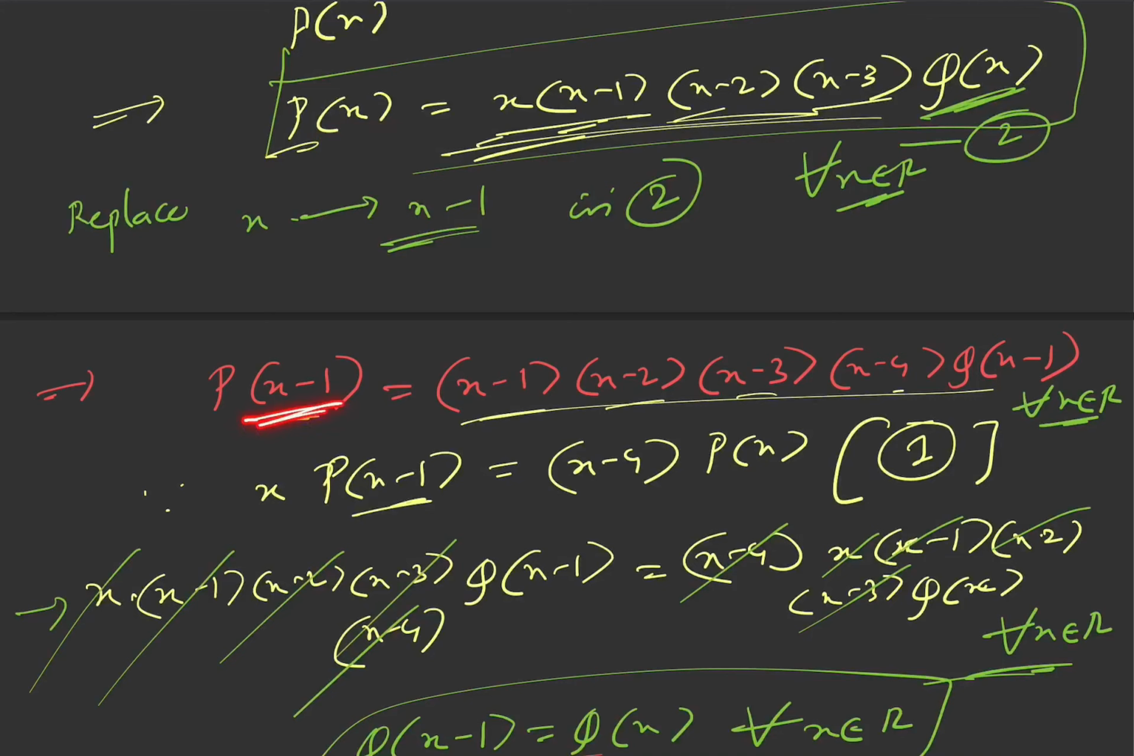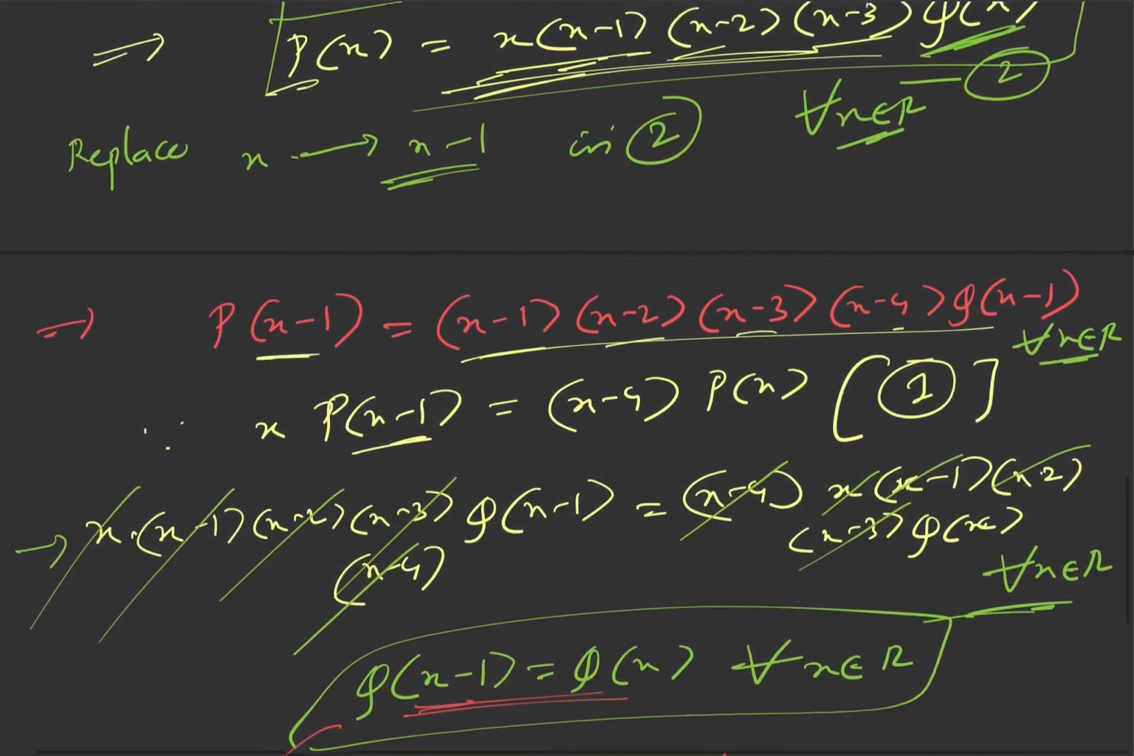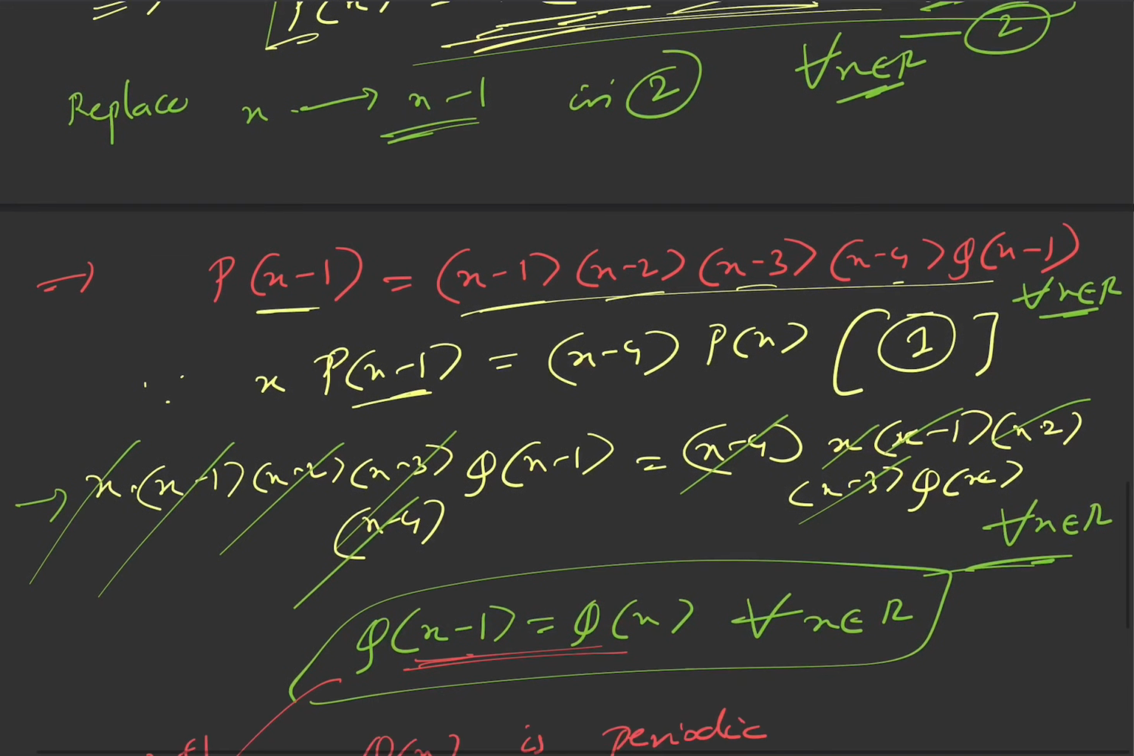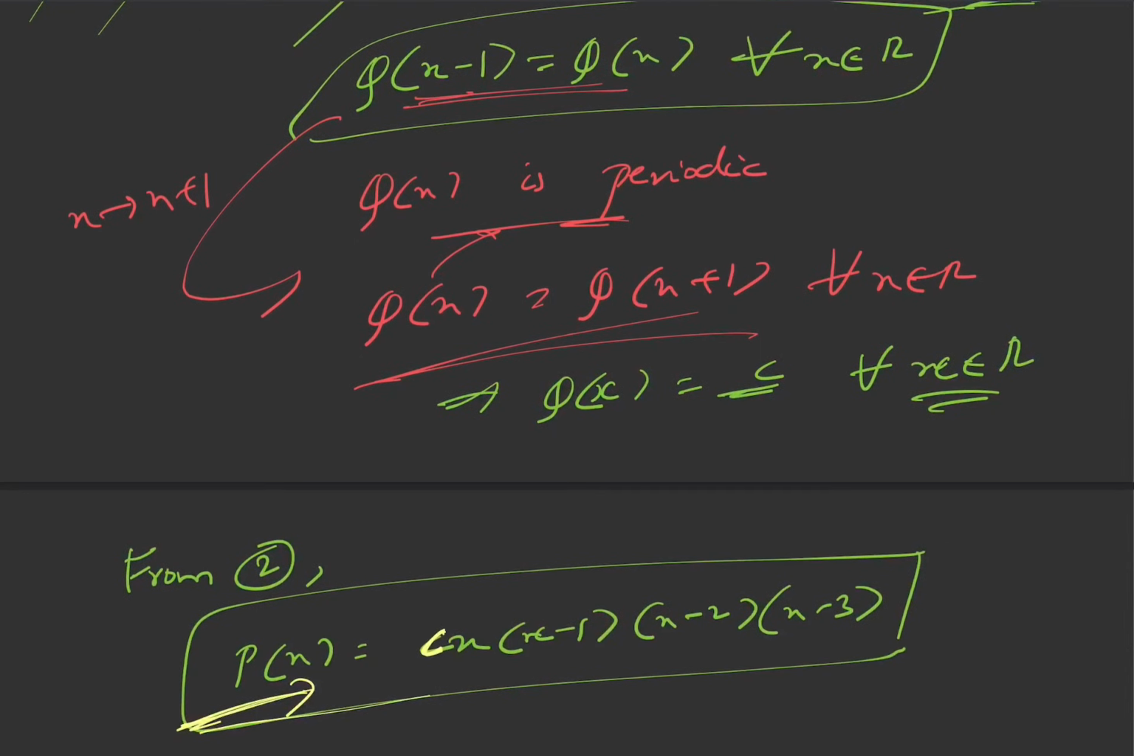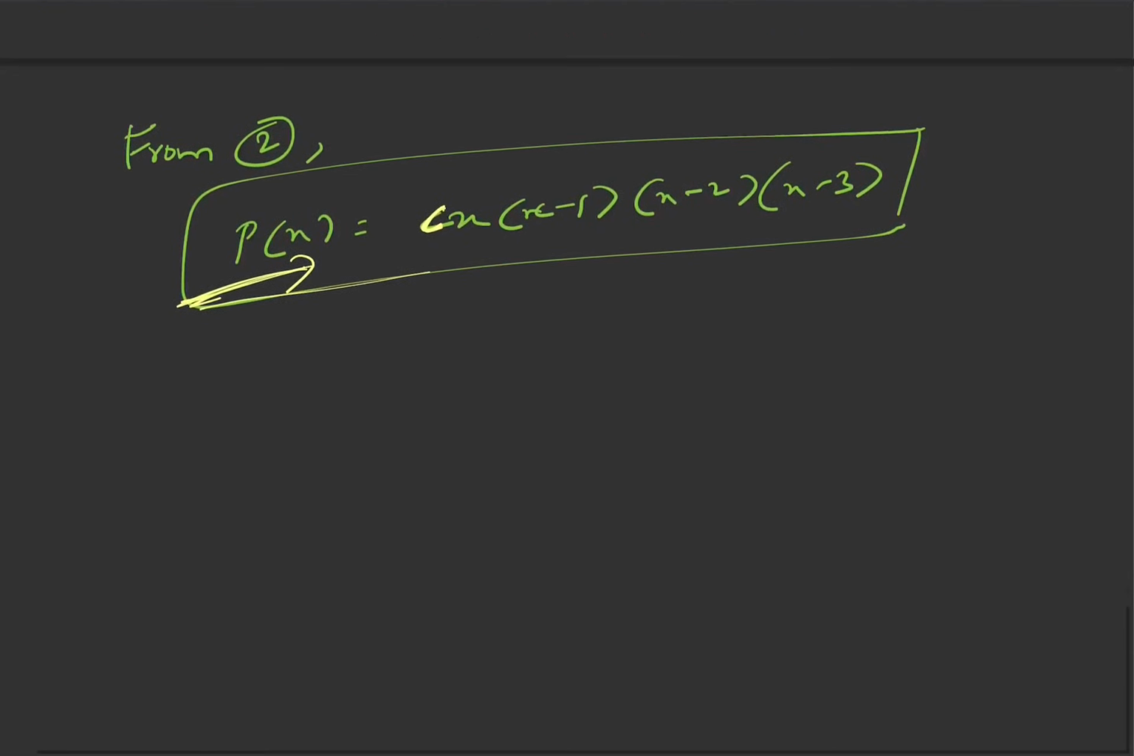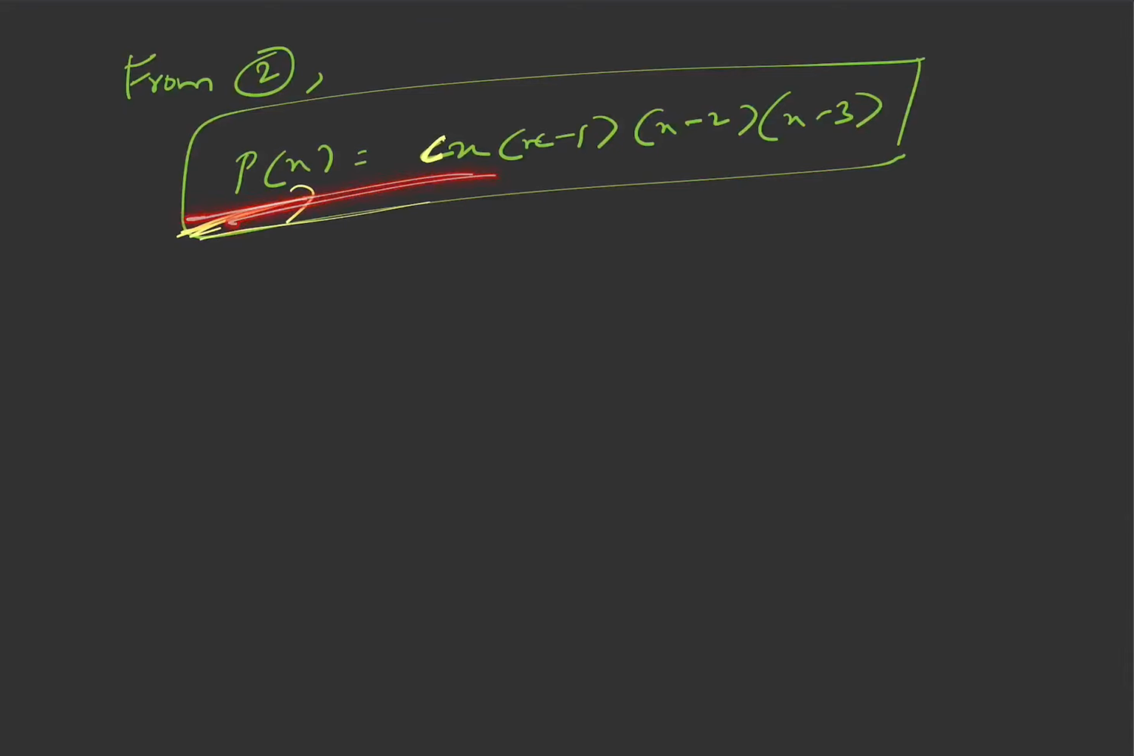Then I just replaced x with x minus 1, I got p of x minus 1 as this thing. And finally I used the given equation, x into p of x minus 1 is x minus 4 into p of x. When I use this, all the terms got cancelled and I got q of x minus 1 as q of x for all x belongs to R. So finally I can say that q of x is a constant function. So I got p of x as c into x into x minus 1 into x minus 2 into x minus 3. Fine. So let us move on now.